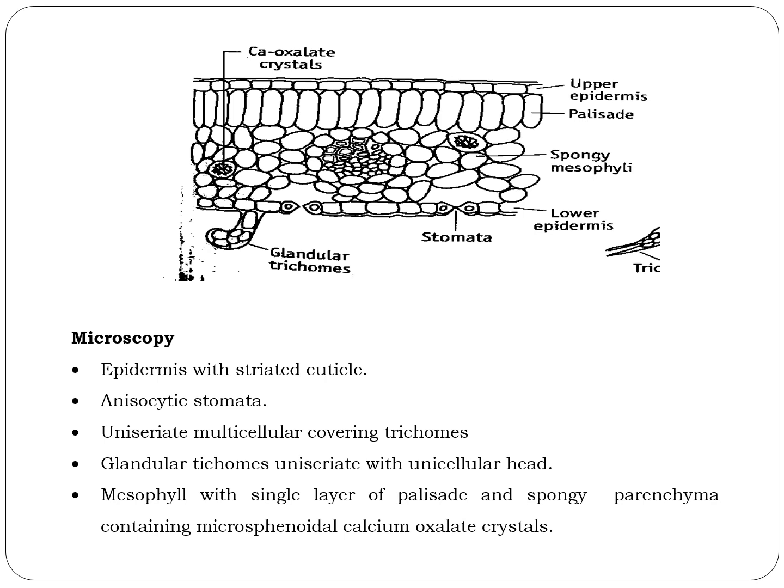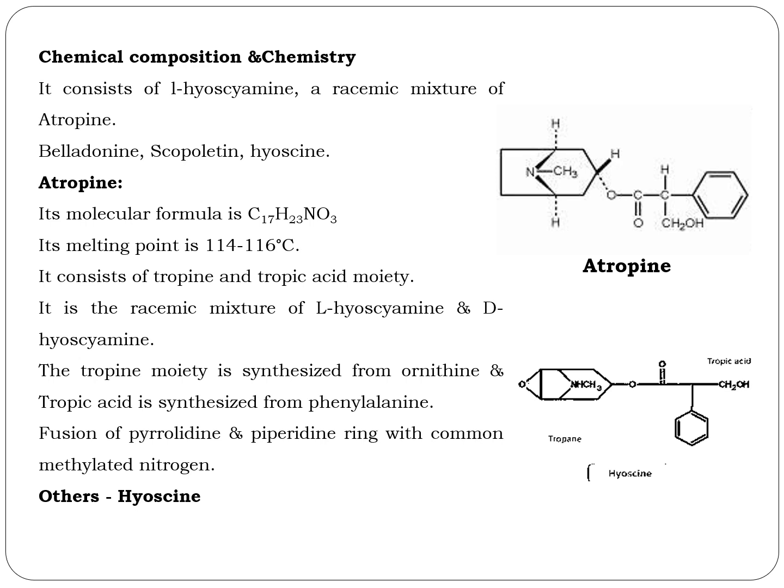The mesophyll has a single layer of palisade and spongy parenchyma containing microsphenoidal calcium oxalate crystals. Among the chemical constituents, atropa consists of hyoscyamine, of which atropine is the racemic mixture. The other constituents are belladonnine, scopolamine, and hyoscine. Atropine has the molecular formula C17H23NO3. Its melting point is 114 to 116 degrees Celsius. It consists of tropine and tropic acid moieties. It is the racemic mixture of L-hyoscyamine and D-hyoscyamine.